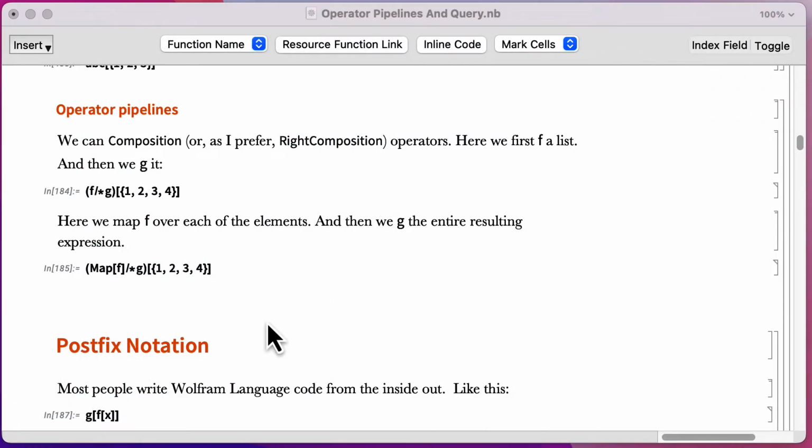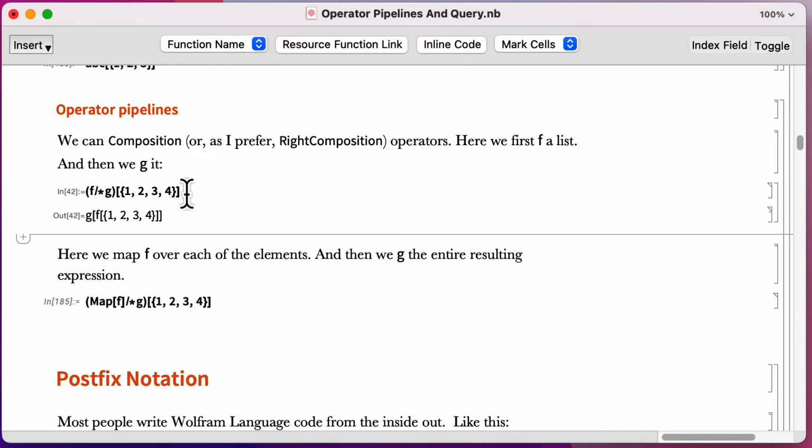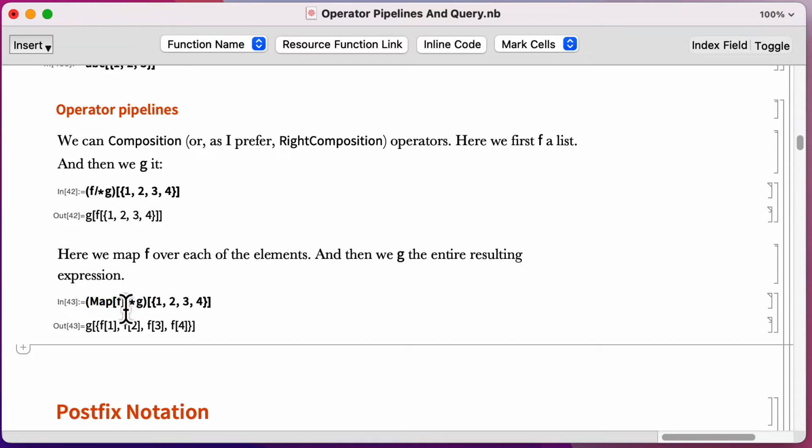So now that we know how to make operators, we can just pipeline them, compose them as I did before. Here I'm going to take an abstract operator f and then g, and we'll apply that to 1, 2, 3, 4. And you'll see, first we f 1, 2, 3, 4, and then we g the result. Or here's an example where the first thing I do is to map f over the 1, 2, 3, 4, and then I g the result. So you've got g of f of 1, f of 2, f of 3, f of 4.